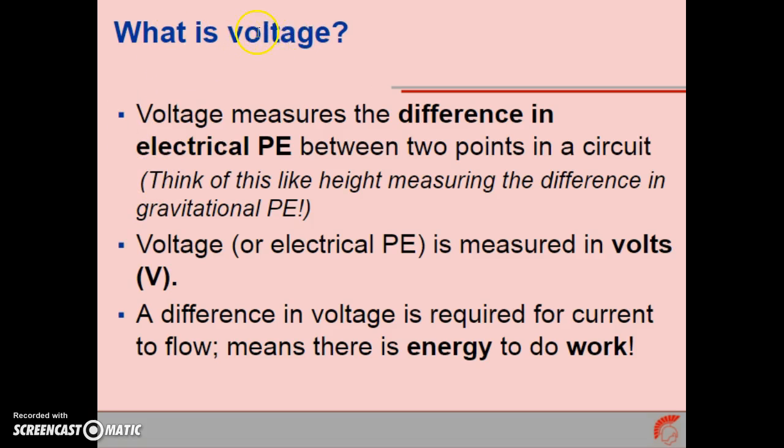So what is voltage, right? We talk about batteries. Batteries provide voltage. Well, voltage measures the difference in the electrical potential between 2 points in a circuit. Think of this like a height measuring the difference in gravitational potential energy. That voltage, or electrical potential energy, is measured in volts, which we'll call V. A difference in voltage is required for current to flow. It means that there is energy to do work.